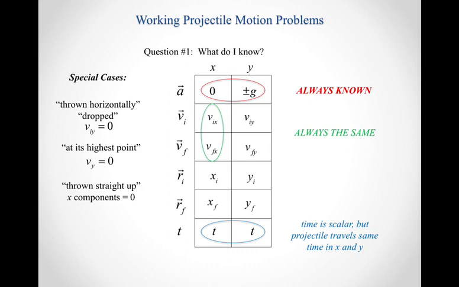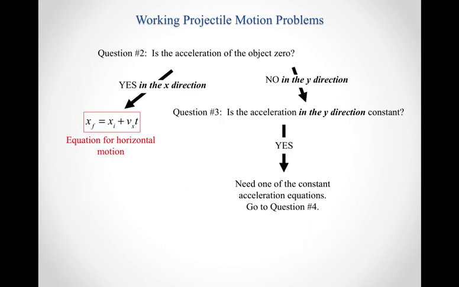If I have a situation where I'm told that my object is thrown horizontally or maybe it's dropped, then I know that the initial vertical component of the velocity is going to be 0. If it's at its highest point, whichever point in time that is, then the y component of the velocity is also going to be 0. If I have an object that's thrown straight up or dropped or thrown straight down, those are one-dimensional problems. It's just traveling vertically, and so all of the x components are going to be 0. And so once I've set up my table figuring out what I know within the problem, again I can think about my questions in terms of figuring out which equations I want to use.